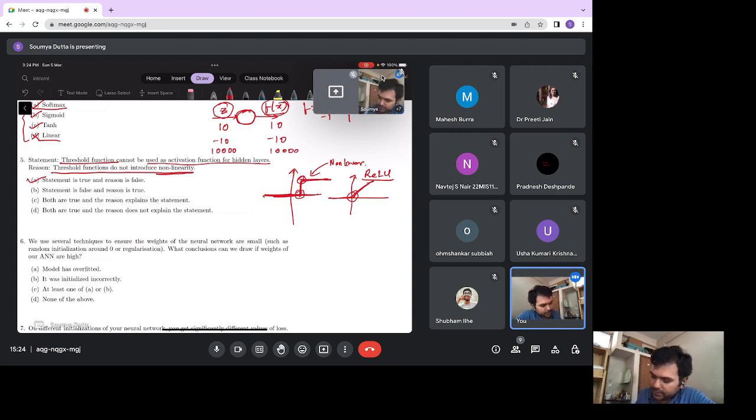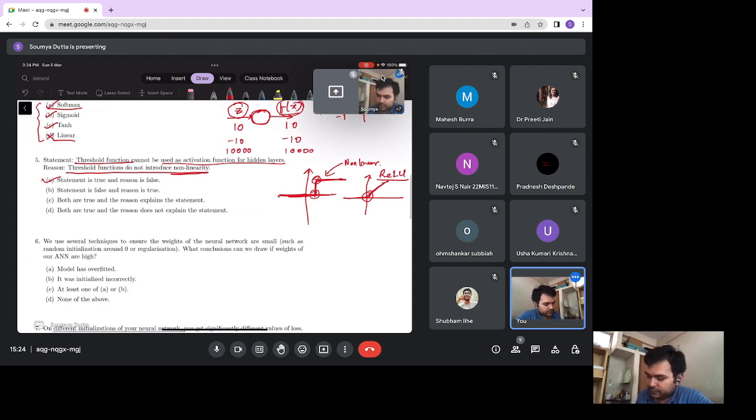So the reason that you can keep in mind for now is that backpropagation cannot be applied through this particular nonlinearity, and therefore the statement is true and the reason is false, right?